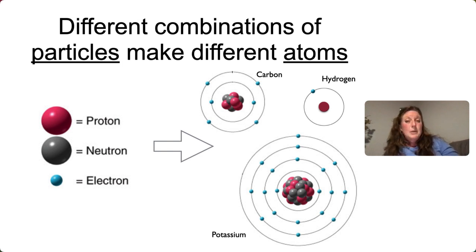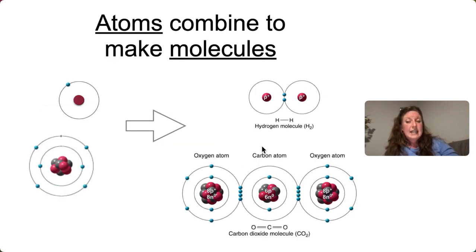Now, these atoms have the ability to form bonds, so they connect together. For instance, this hydrogen atom connects with another hydrogen atom, and we form a hydrogen molecule, which is the gas that's in the atmosphere. Here we have a carbon atom, and if you combine a carbon atom with a couple of oxygen atoms, you've made CO2, or carbon dioxide, also in the atmosphere. There are tons of molecules.